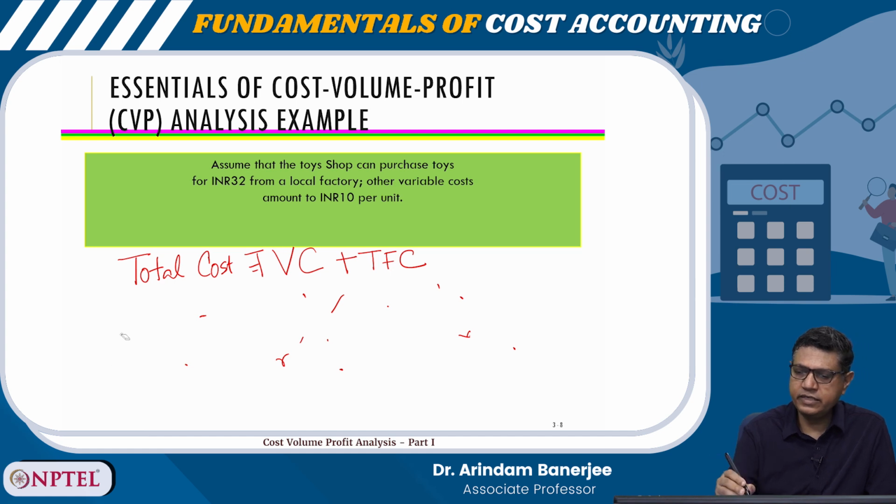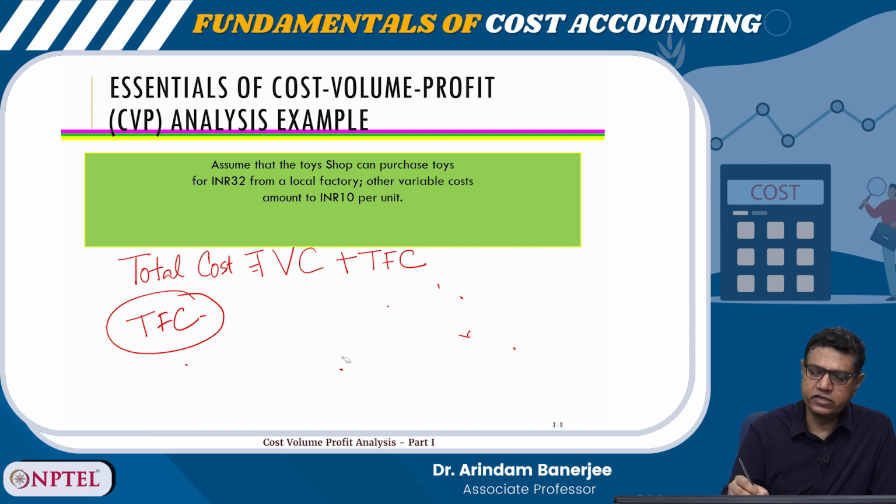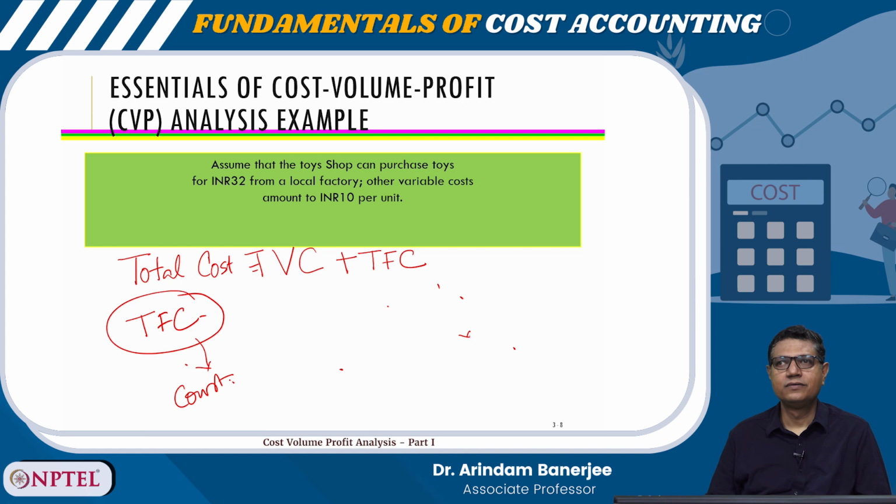So, TFC, I am saying total fixed cost, right. In the shorter run I cannot change it, it remains constant, right. So, what is the example?